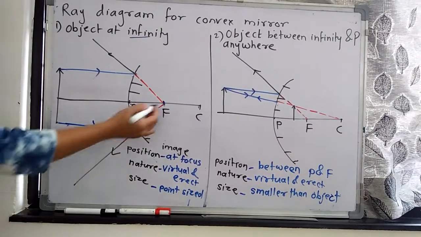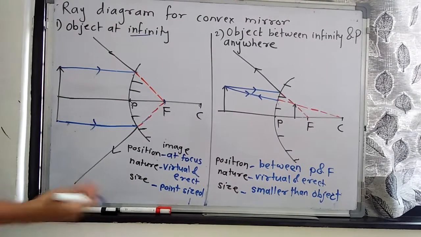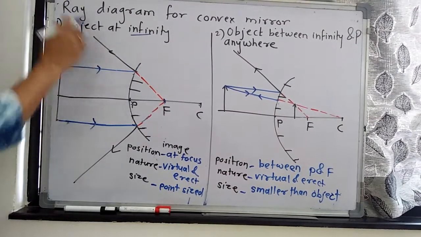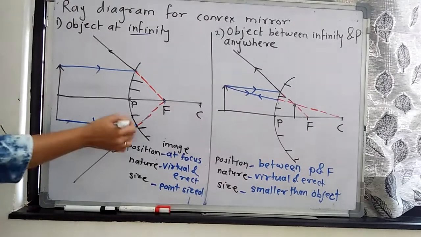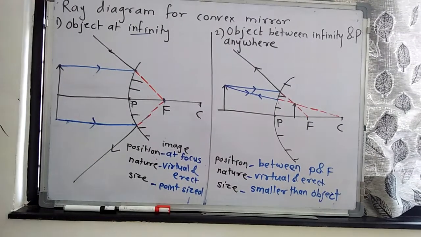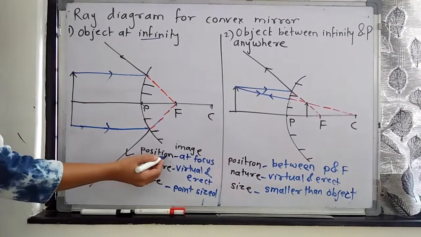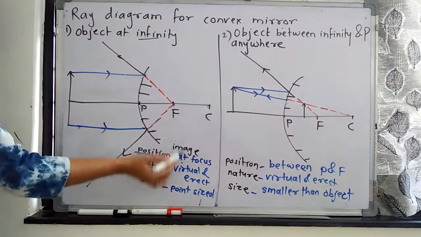So where will we get the image? We will get the image at the focus. So these are the incident rays, these are the reflected rays. They are extended imaginarily and they intersect at this point. So we get the position of the image at the focus.